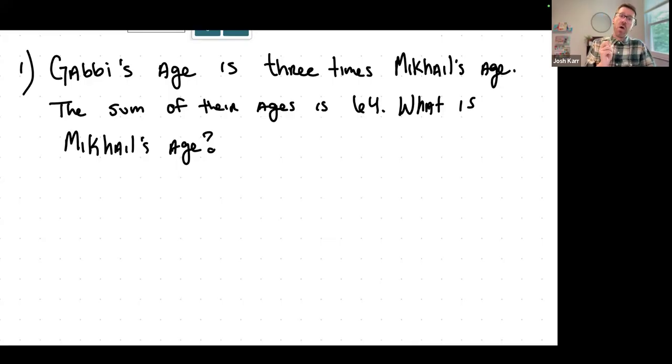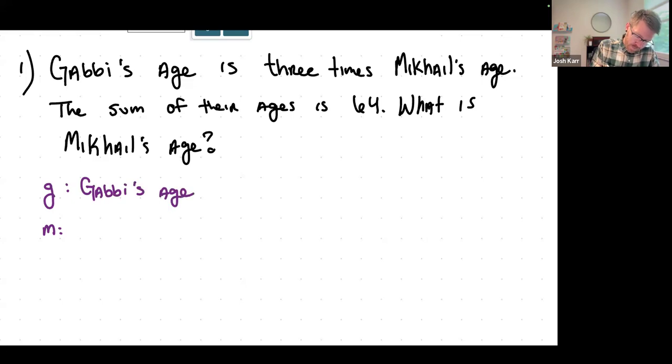Okay. So first thing we need to do is we need to understand that we need to define our variables. What variables are we using and what do they mean? Okay, so let's read the first sentence. Gabby's age is 3 times Mikhail's age. Do we know Gabby's age? No. Do we know Mikhail's age? No. Those are our two variables. Okay, you can choose whatever letters you want. G and M are what I'm going to pick. So instead of X and Y, I'm just going to be using G and M. So G is going to stand for Gabby's age. And M is going to stand for Mikhail's age.